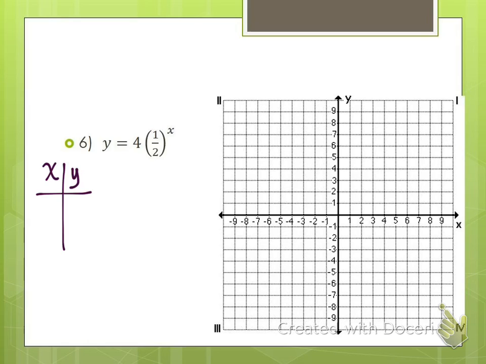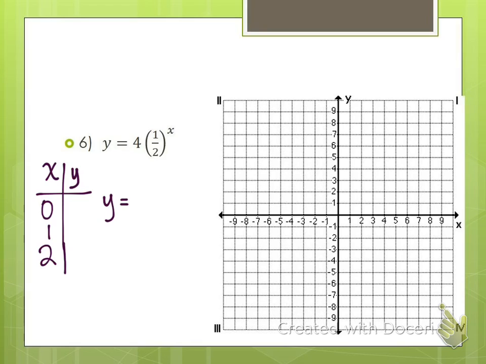Now, on a decay problem, using negatives might actually help you. But let's try without using negatives first, and then we'll throw in the negatives after. So we'll stick with 0, 1, 2 for now. And we'll talk about how negatives can help us sometimes.